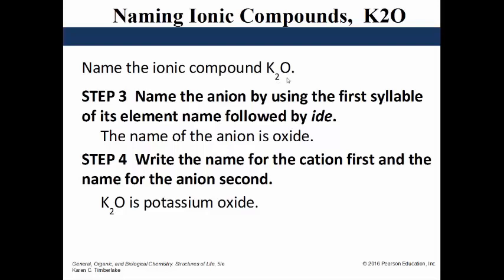You would drop the ending of oxygen and turn it into oxide. And then step 4, we put all that stuff together. Middle part goes first, potassium, then oxide.